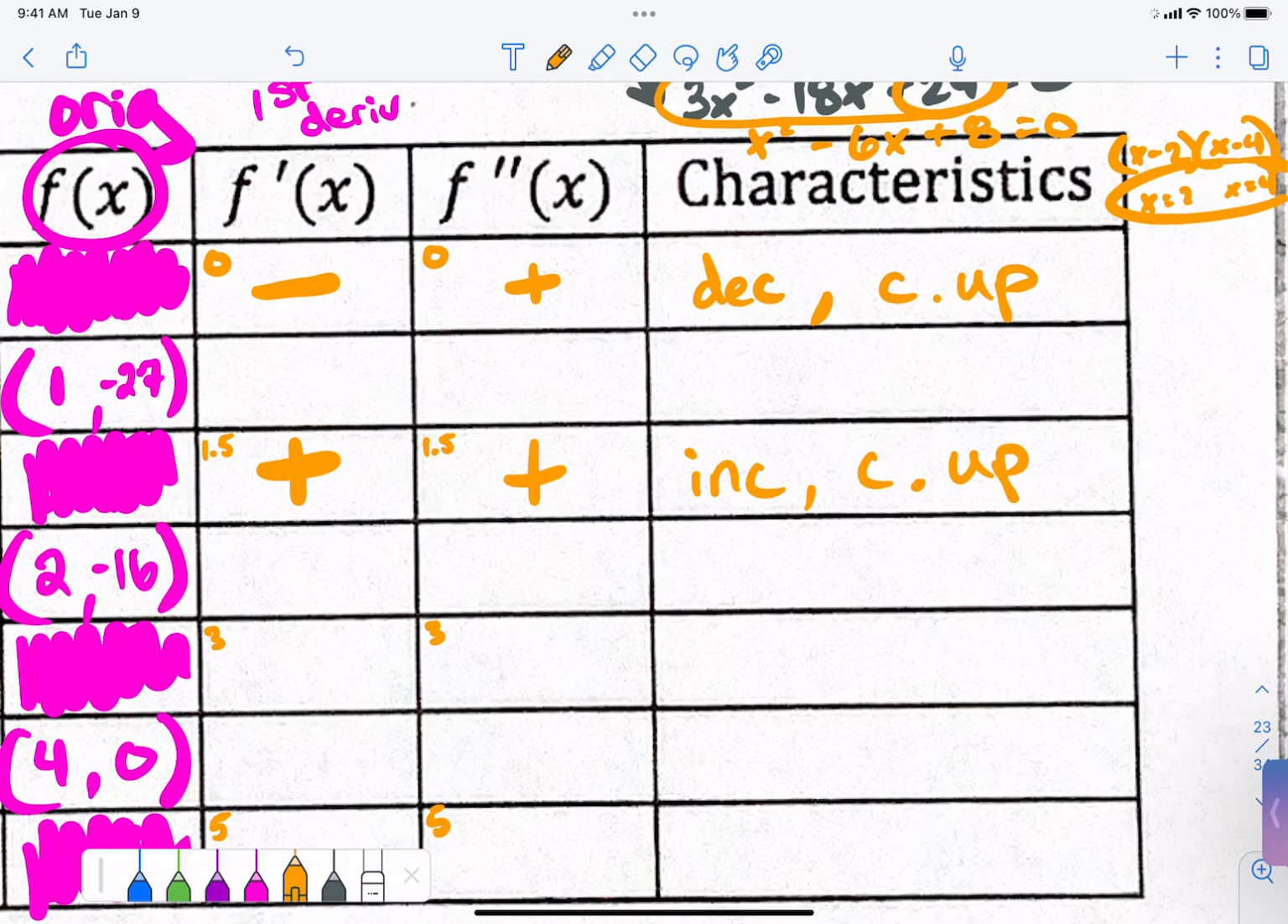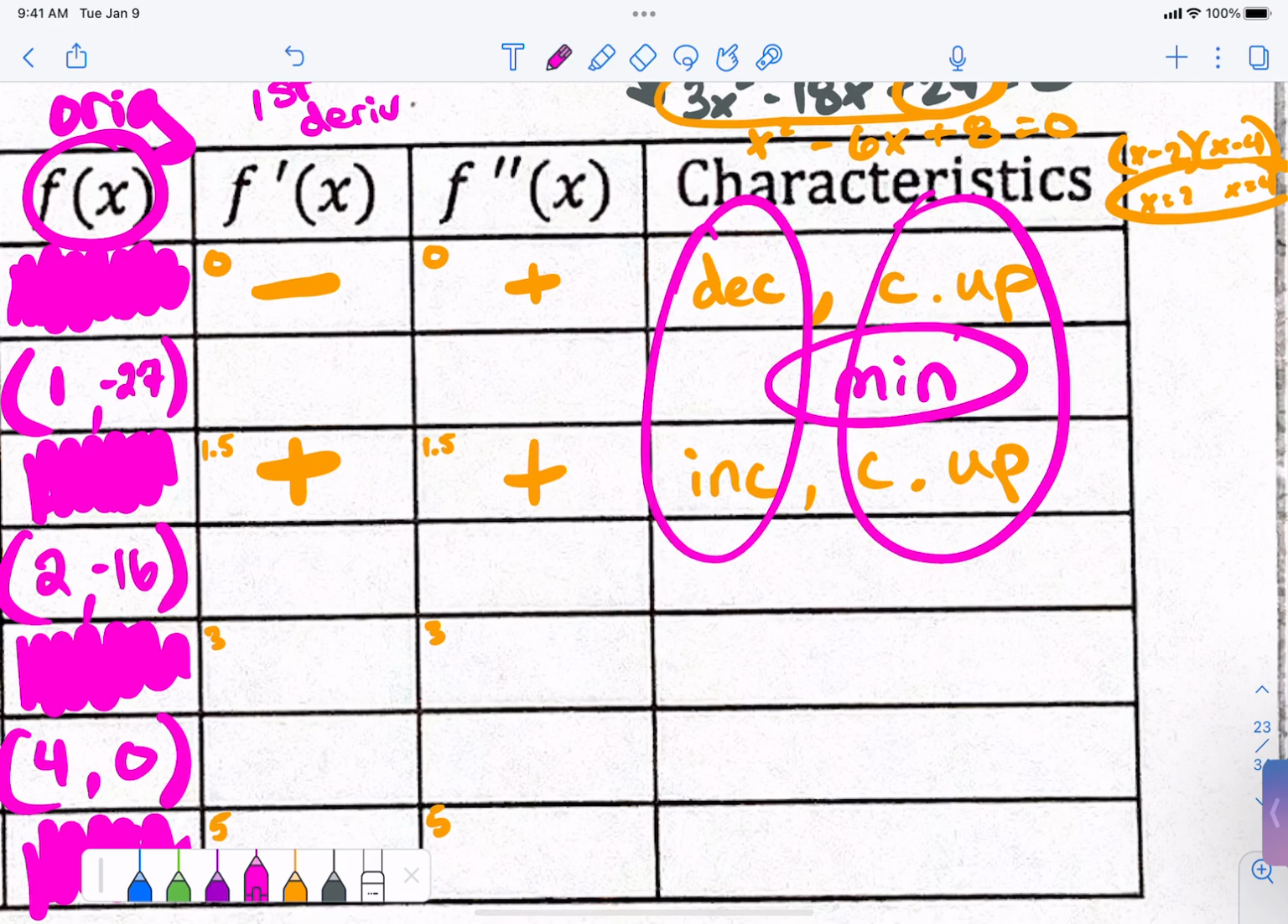Now, real quick, this tells me that on one side he's decreasing, meaning he's going down, and on the other side he's increasing, which means he's going up. So he is a min. Now, is he a POI? No. Usually if he's a min, then he's not a POI. This is a minimum point because he's switching here, but he's not switching concavity here, so he's not a POI.